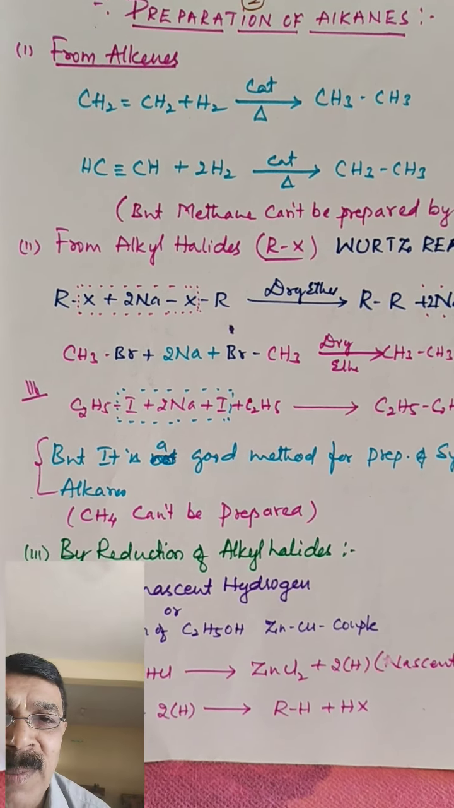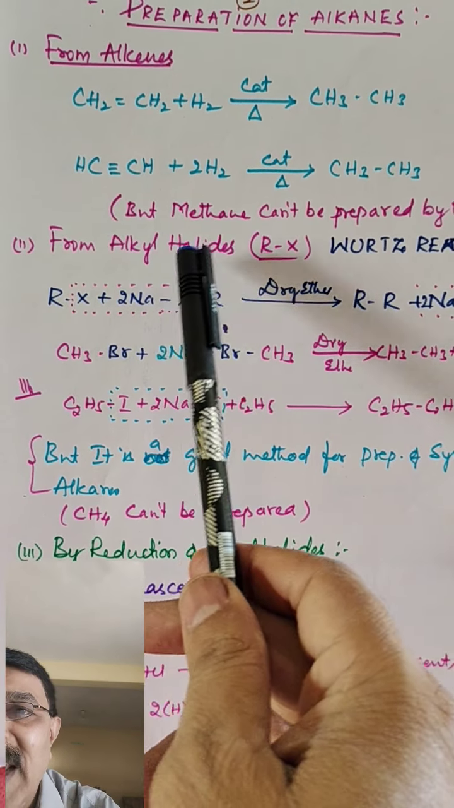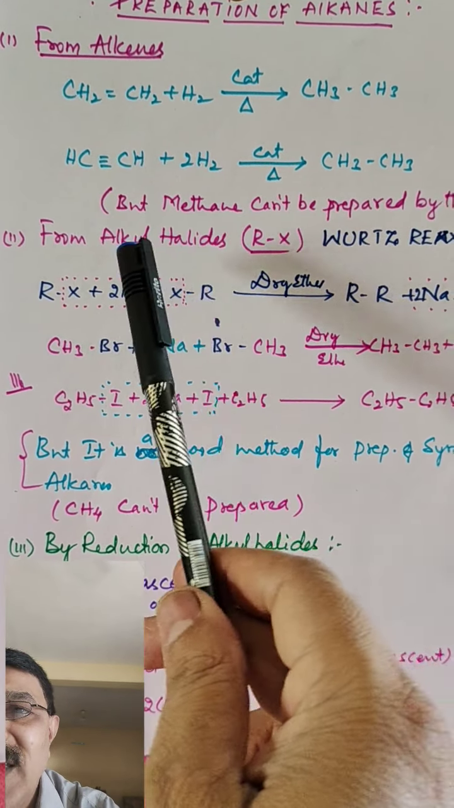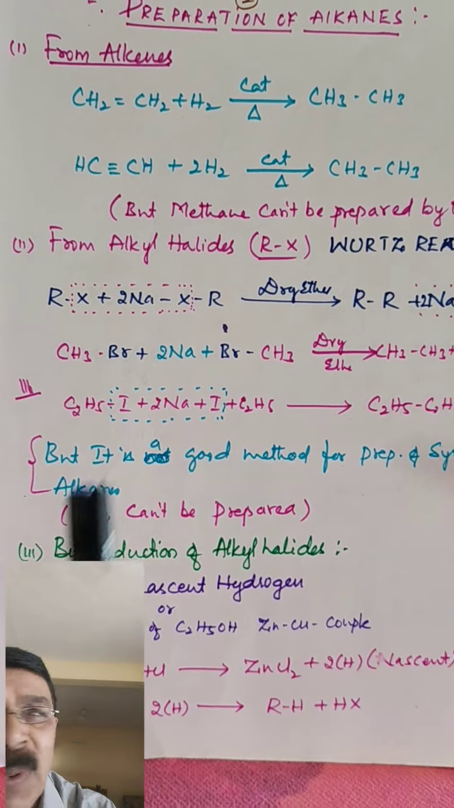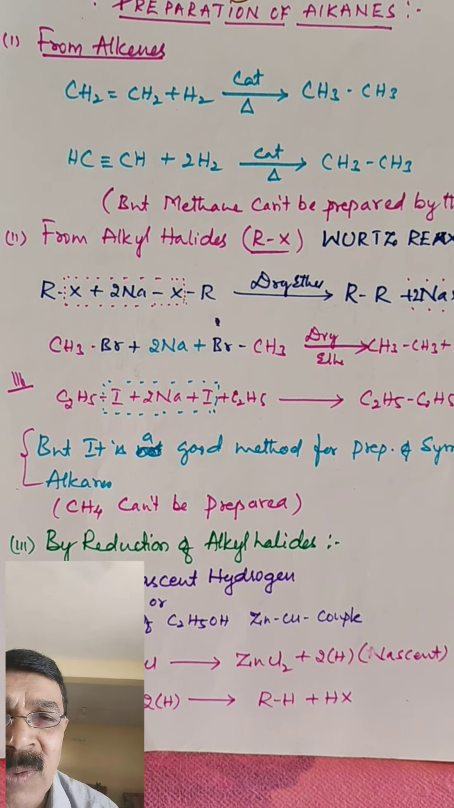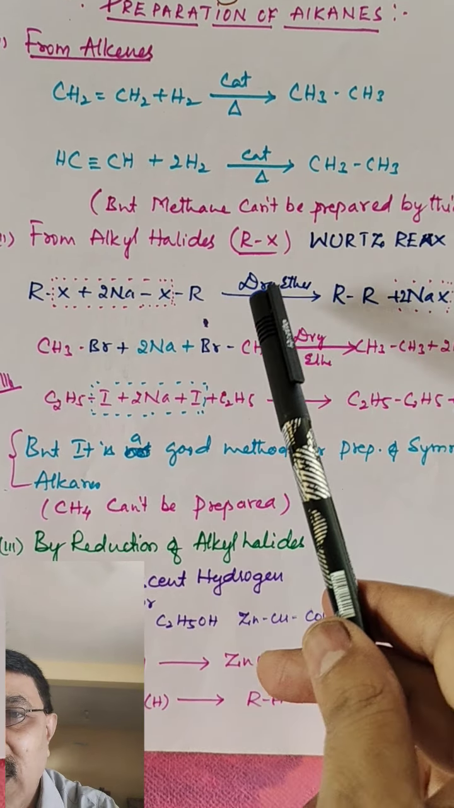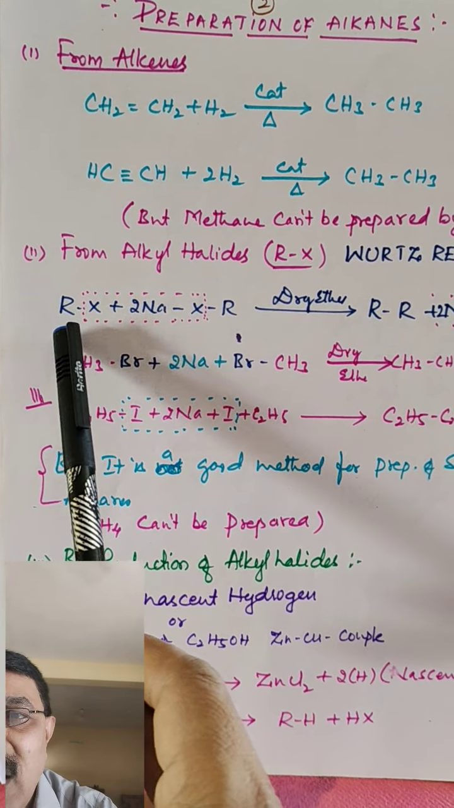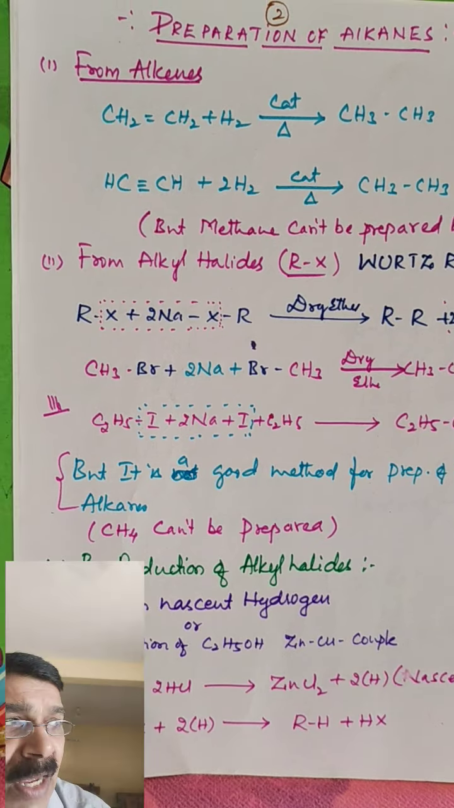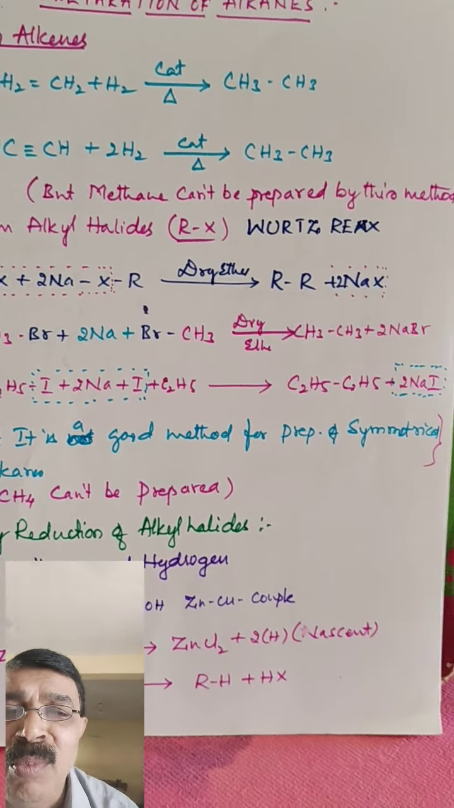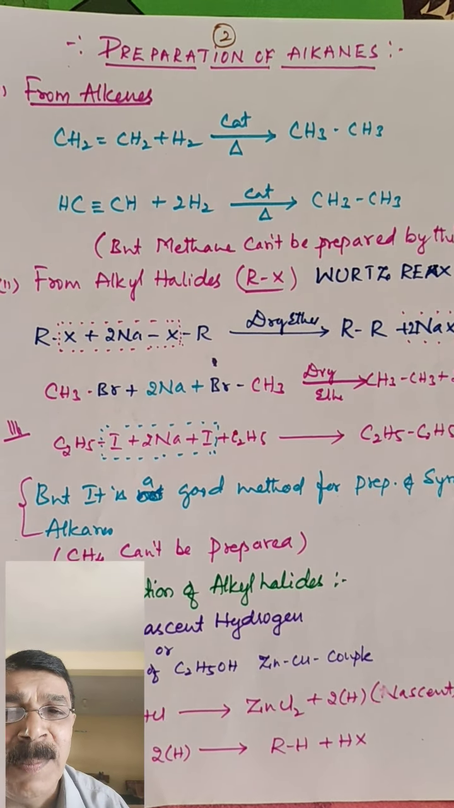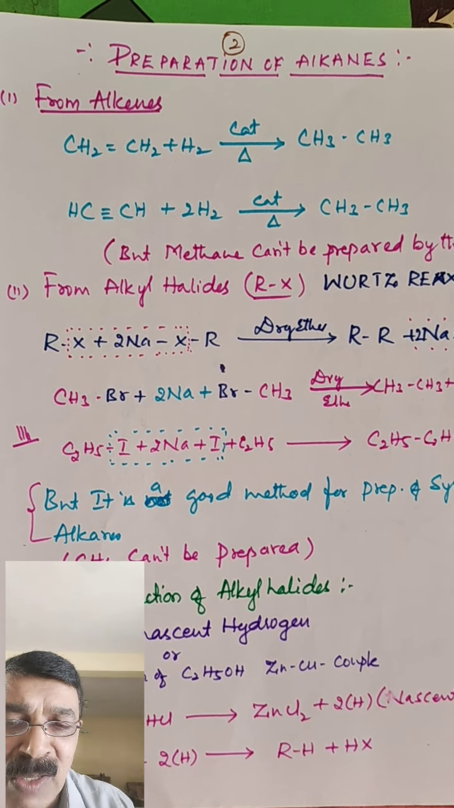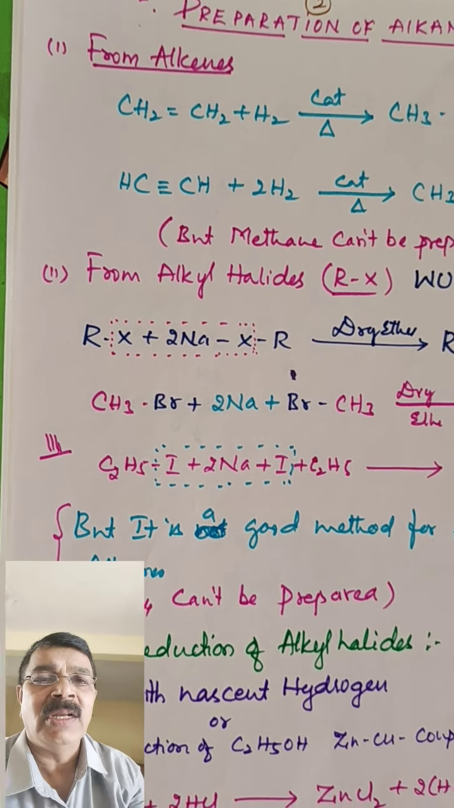So come to the next one. Another method is from alkyl halides, RX. R is the alkyl group: meth, eth, prop, but, pent, hexa, hepta, deca. This is the skeletal structure, RX, alkyl halide. X is the halogens. Halogens are fluorine, chlorine, bromine, iodine, astatine. You know from the periodic table, the members of the halogen family are called X.